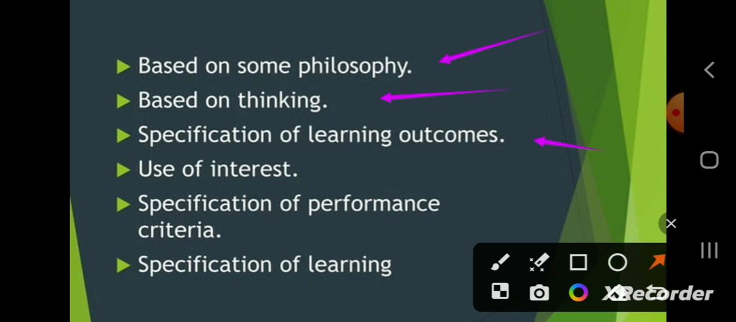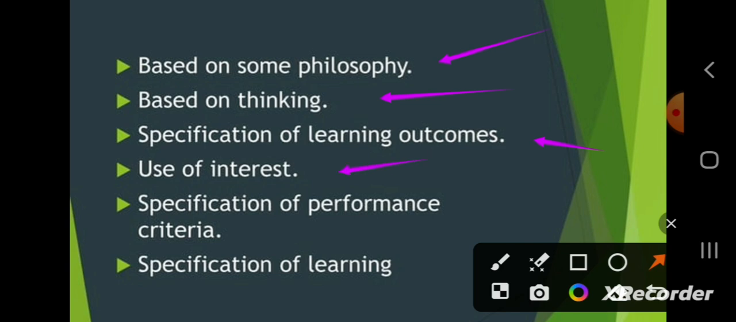Specification of learning outcomes. These models include clear definitions of what students are expected to learn or achieve by the end of the instruction. They outline specific learning outcomes that guide both teaching and assessment.